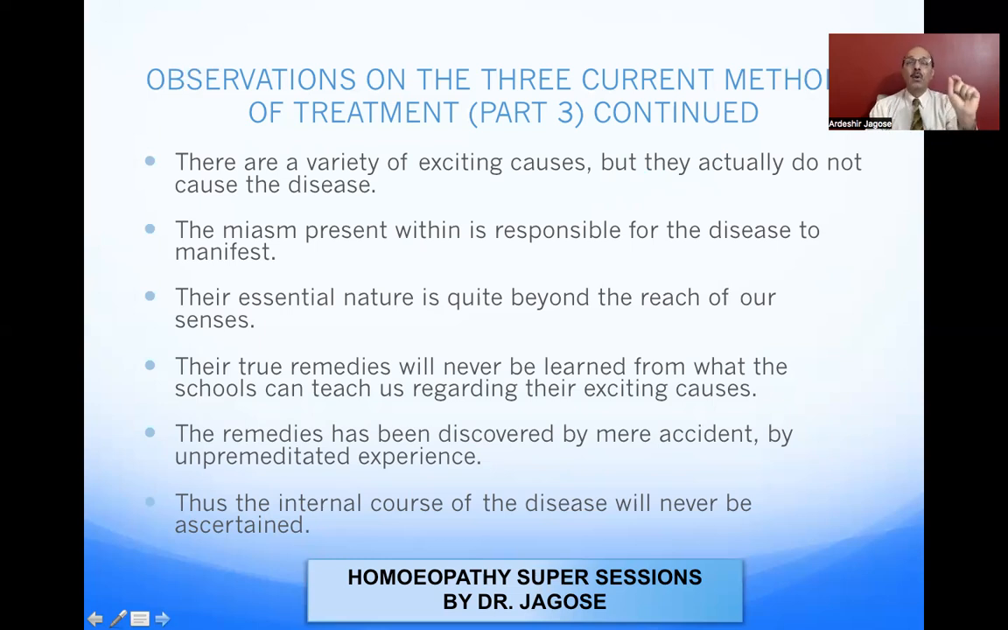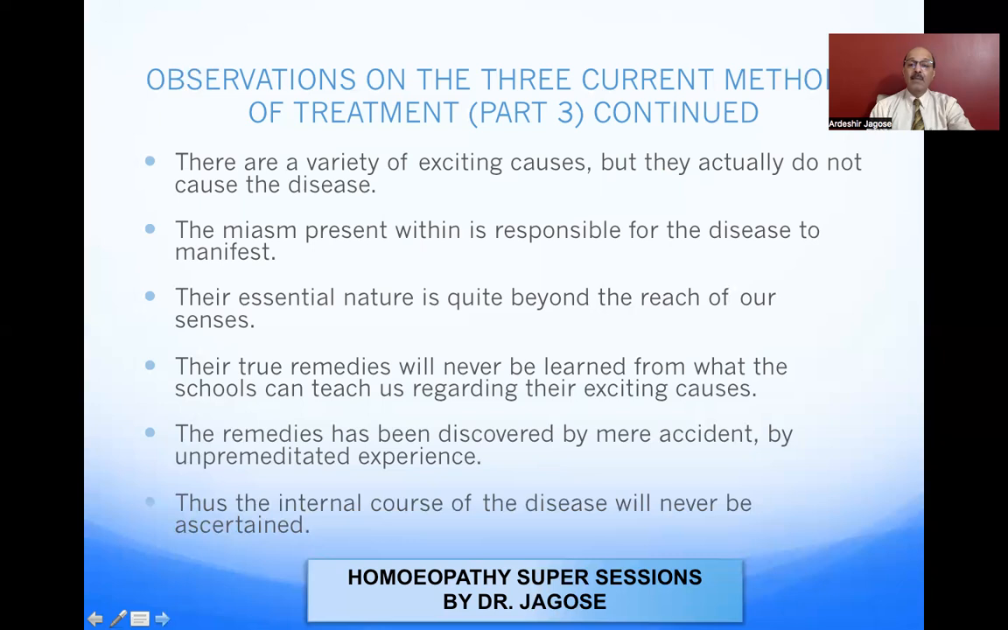So in homeopathy, when the dynamic cause of disease is there, the exciting cause, if present, fine, it can be attributed, but you cannot purposefully label that this exciting cause was responsible for the disease. However, the main cause is the miasm. The essential nature is quite beyond the reach of our senses. The true remedies will never be learned from what the school can teach us regarding the exciting causes, nor from the different schools of thought which regard exciting causes.